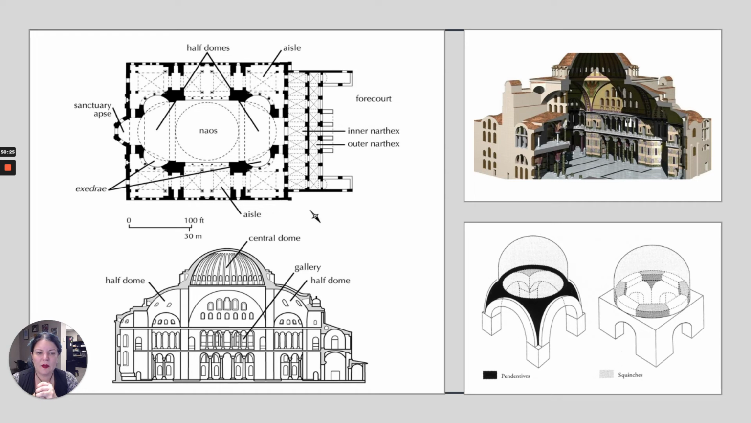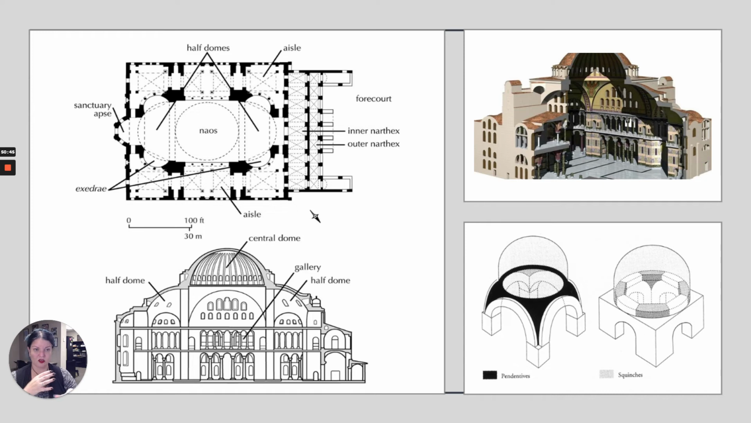And they're able to do this because instead of putting a dome on a drum and then reinforcing the drum with what we call squinches to make it sit on the square base of the structure and make a thicker support, they create these things called pendentives.